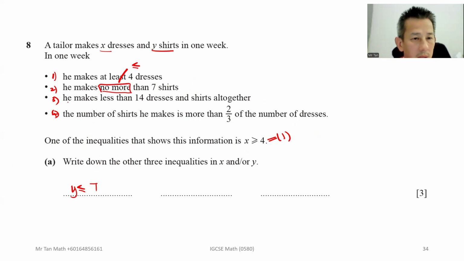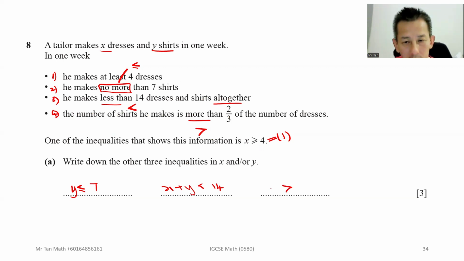Okay, number 3. Okay, he makes less than. So it's quite obvious. It's less than 14 dresses and shirts all together. So you plus the 2: x plus y, that should be less than 14. The number of shirts he made is more than, okay, more than is just more than. Number of shirts y is more than 2/3 of the dresses.